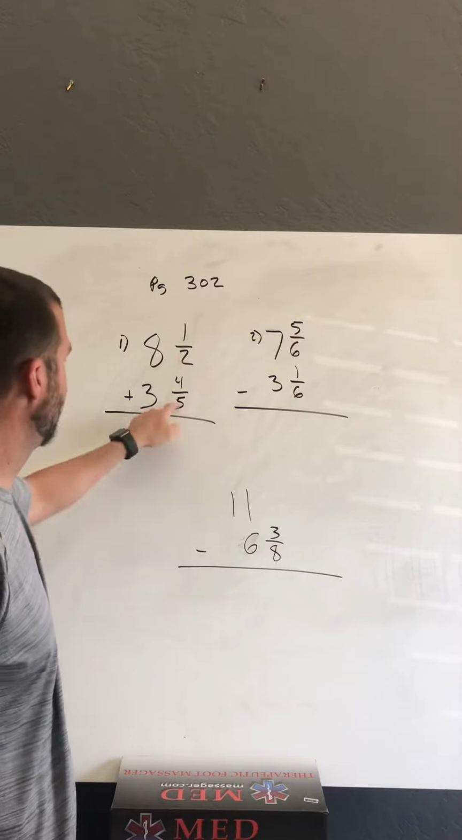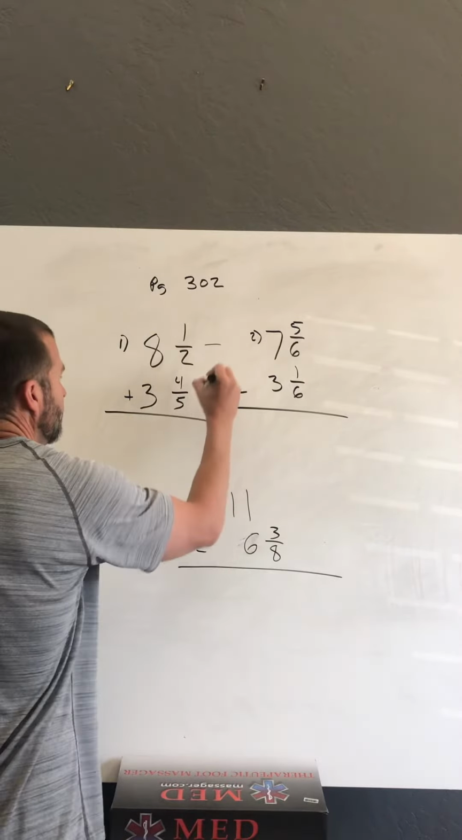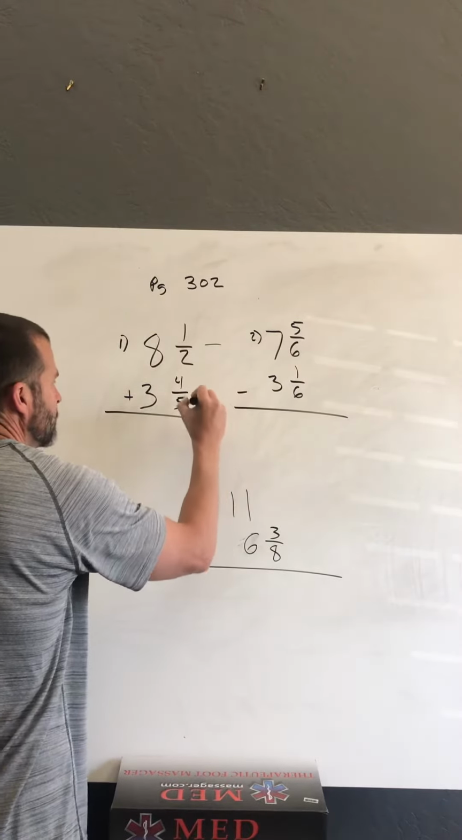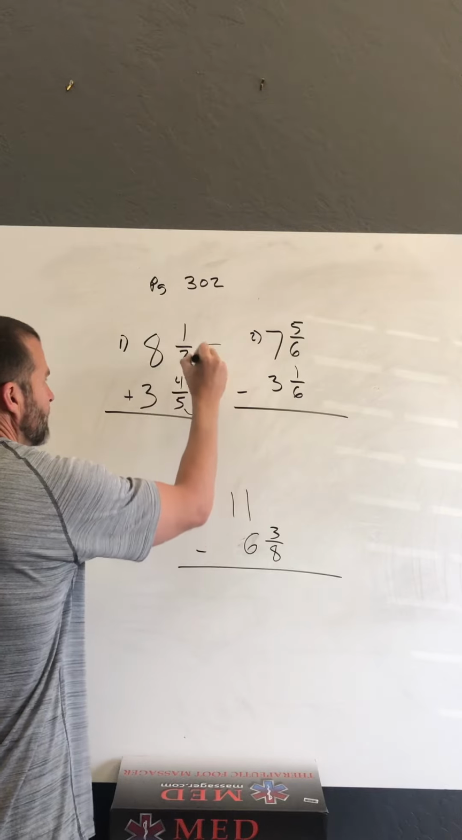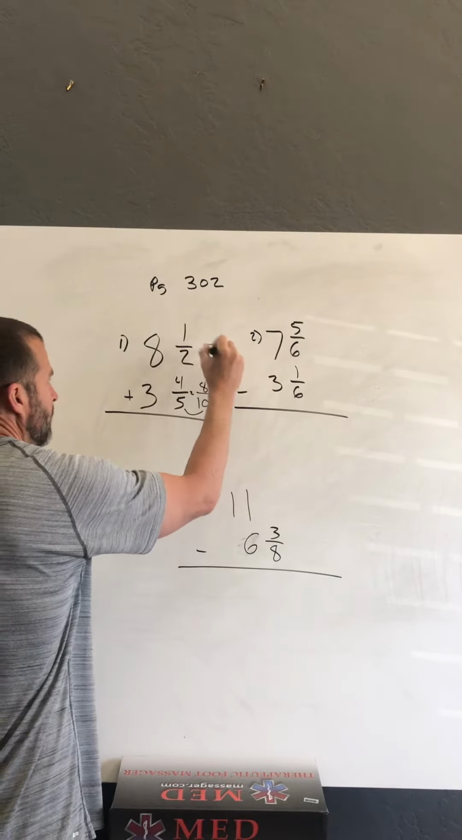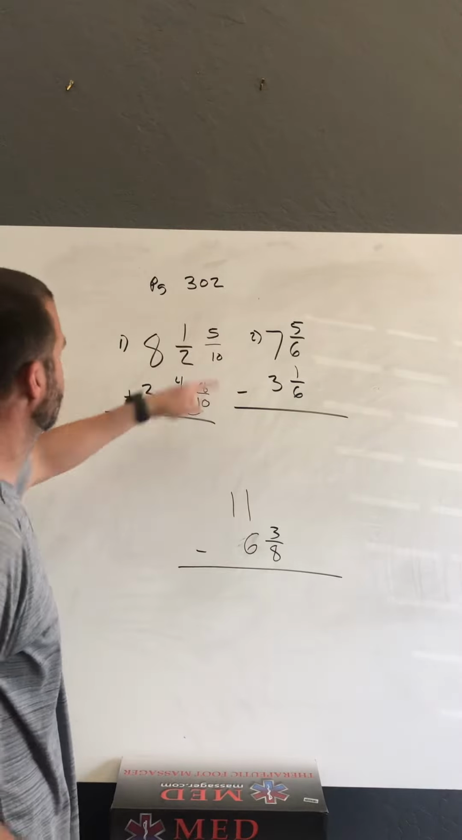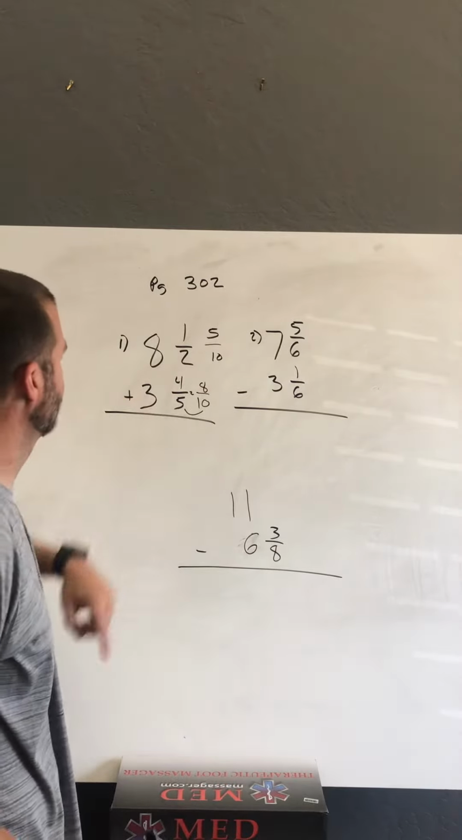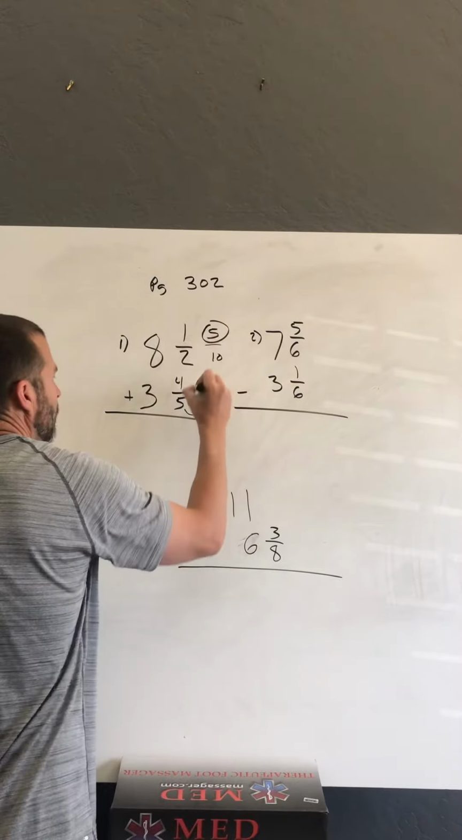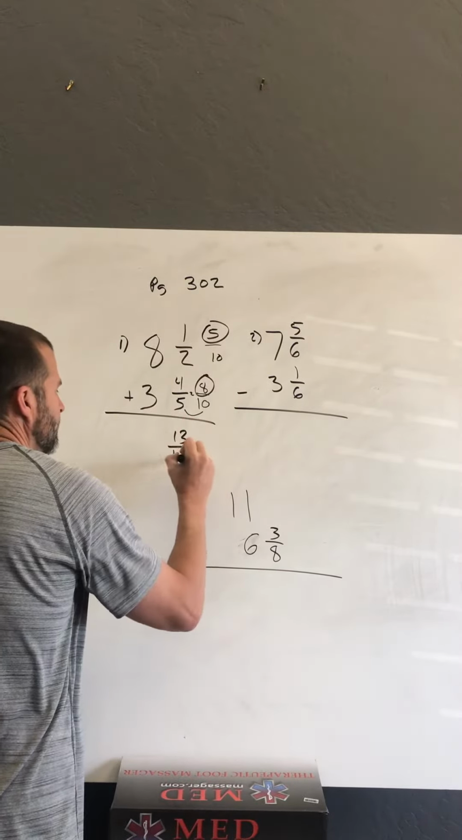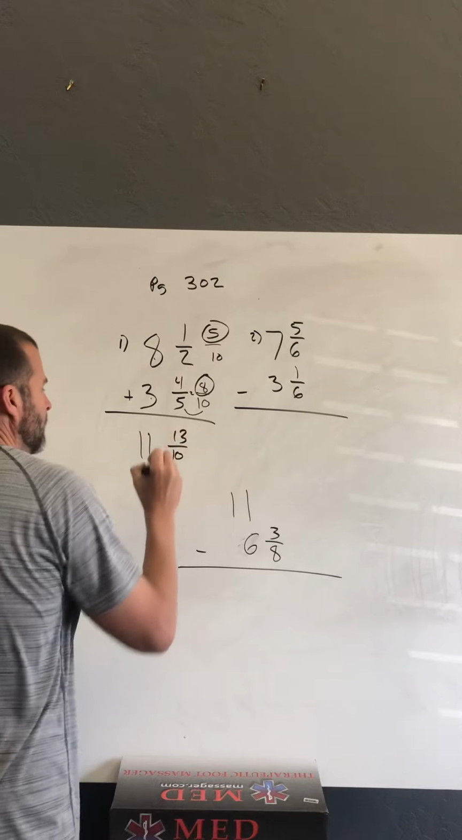Common denominator, what will 5 and 2 both go into? 10. 10 times 2 is 20, so that makes 8 times 5, so that makes 5 there. So now I've got 8 and 5/10 plus 3 and 8/10. So I'm going to add the numerators, which gives me 13/10. 8 and 3 make 11.